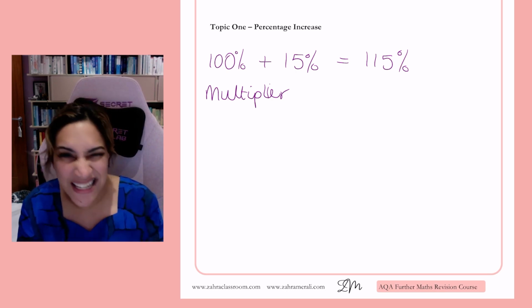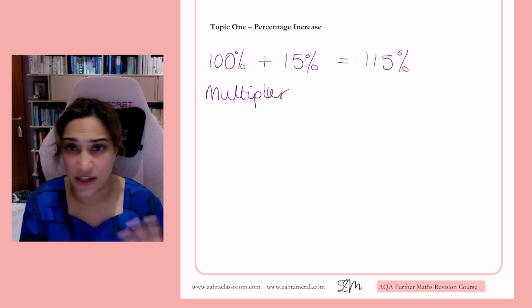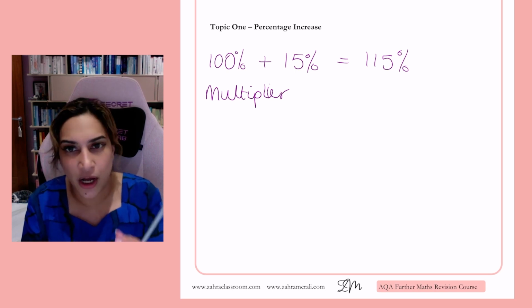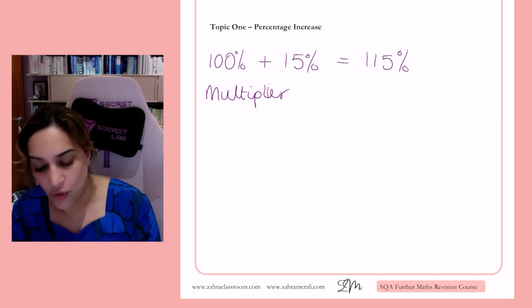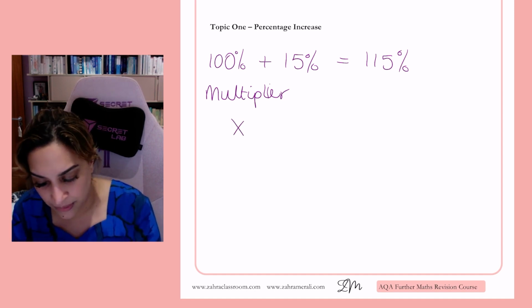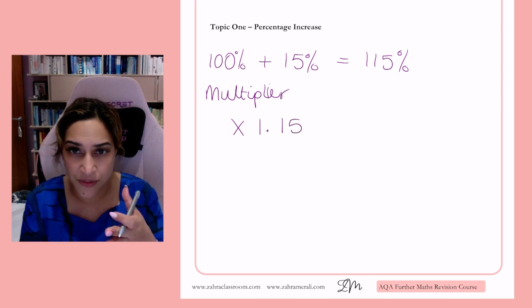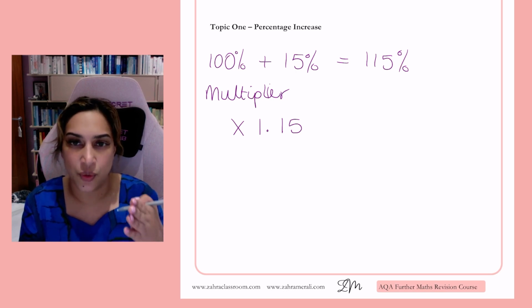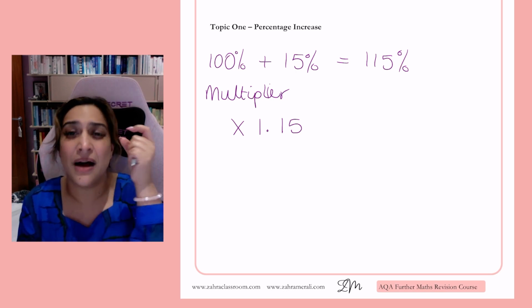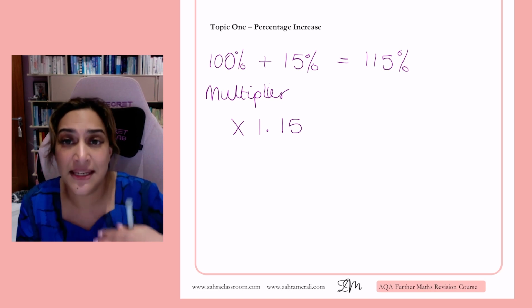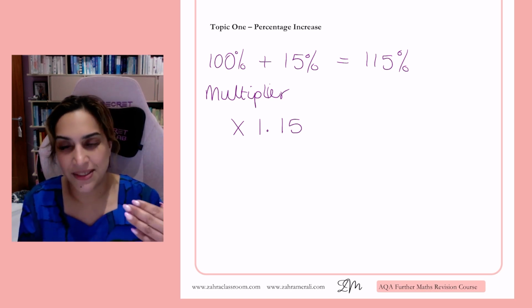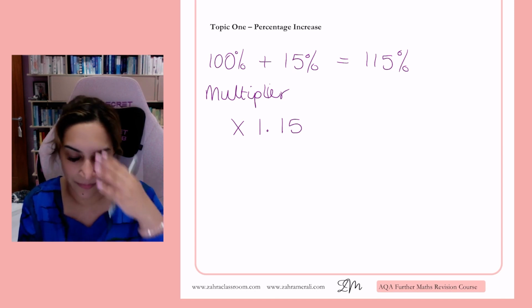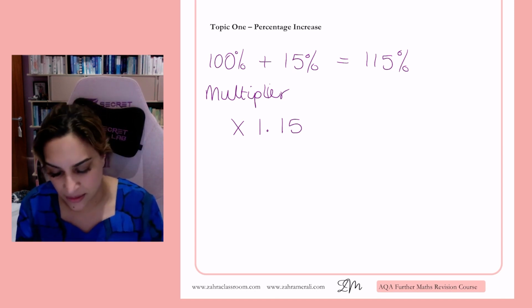Now remember, percentage is just a fancy way of dividing by 100. So if we've got 115%, we do 115 divided by 100, which is the same as multiplying by 1.15. So 115 divided by 100 gives you 1.15. This is our multiplier. So if we're finding the original plus the 15%, we times it by 1.15.